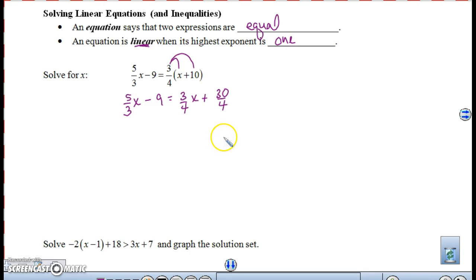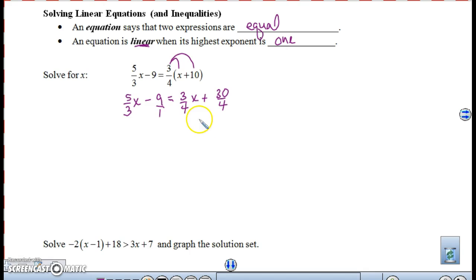Okay, now our next step is to get the x's on one side and numbers on the other. However, notice there's lovely fractions here. Do you remember the trick for getting rid of fractions? Yes, you can use your calculator and move the stuff over, but what if we got rid of the fractions altogether? All right, the rule for getting rid of fractions is multiplying the entire equation by its least common denominator. So if we look at our denominators here, we have a 3, a 1, a 4, and a 4. What's the least common denominator?